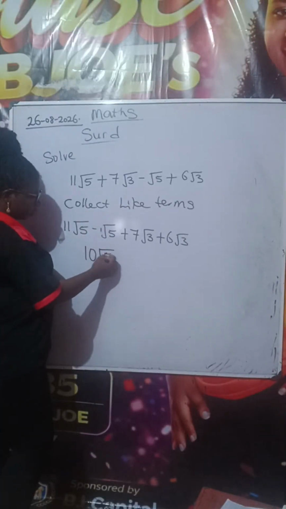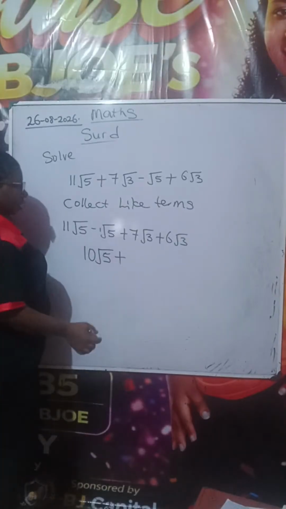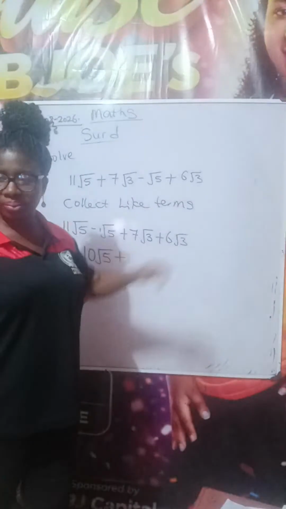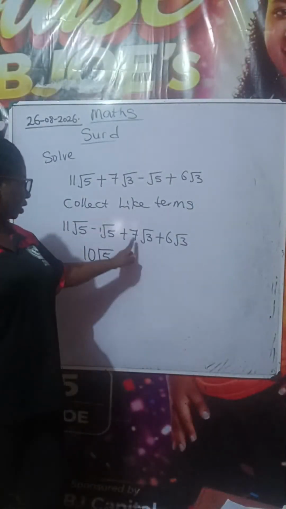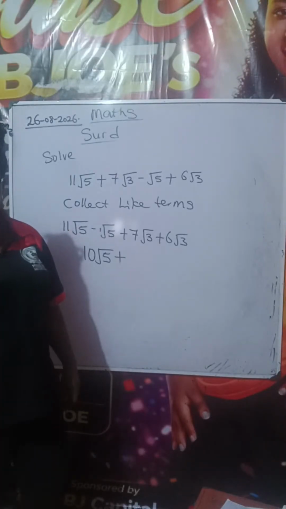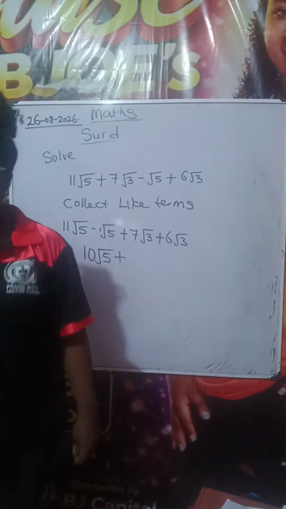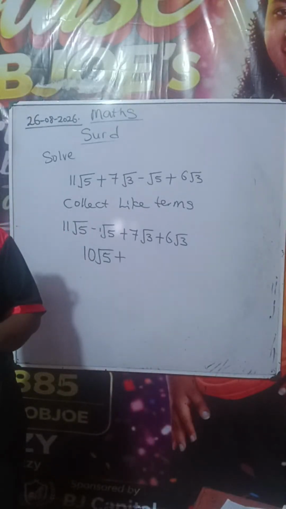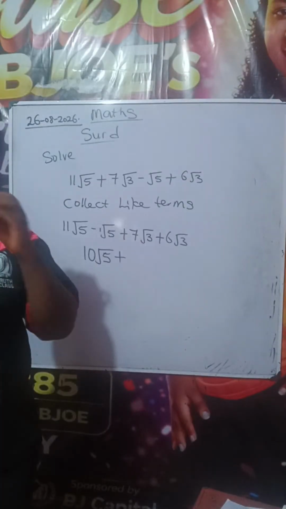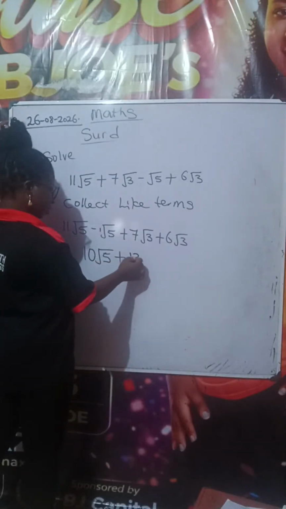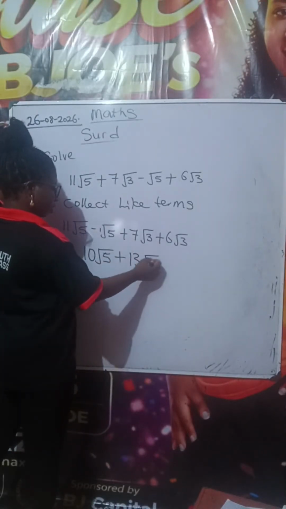10 root 5, then plus, now look at this one, root 3. What do we do? You take this, so 7 plus 6. What do we have? 7 plus 6 will give us 13. Now, we'll write 13 here, then root 3.